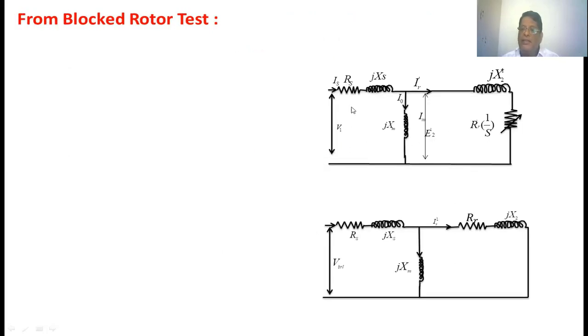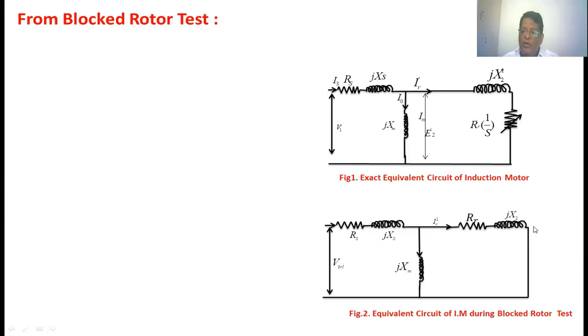This is the exact equivalent circuit of the induction motor. During the block rotor test, the slip becomes 1, so Rr dash by s becomes Rr dash. One more thing: for simplified calculation, we are assuming that the stator to rotor turns ratio becomes unity. So Rr dash equals Rr, and X2 dash equals X2. Now this is the equivalent circuit of the induction motor during the block rotor test.